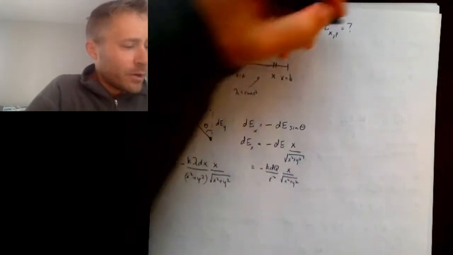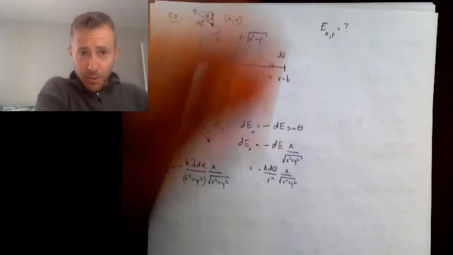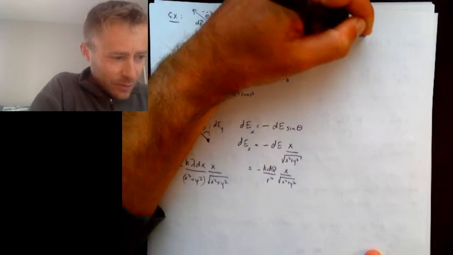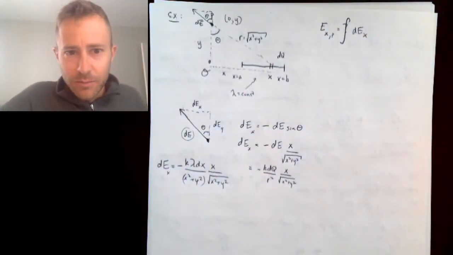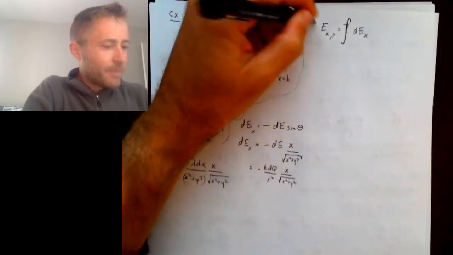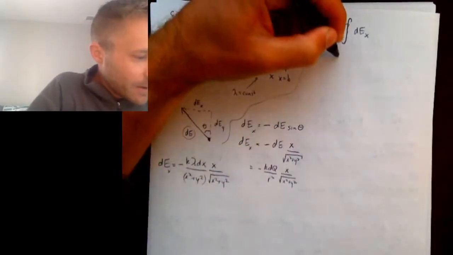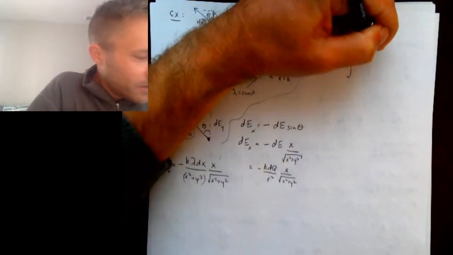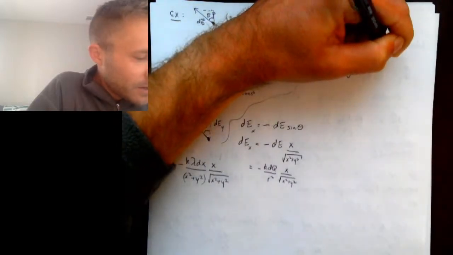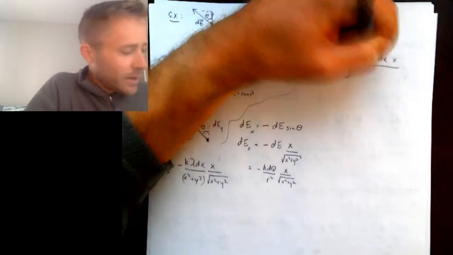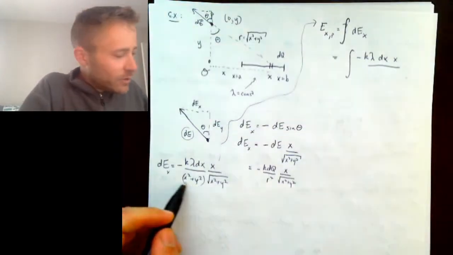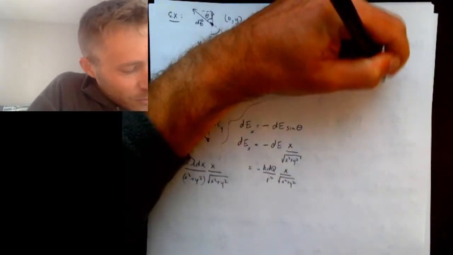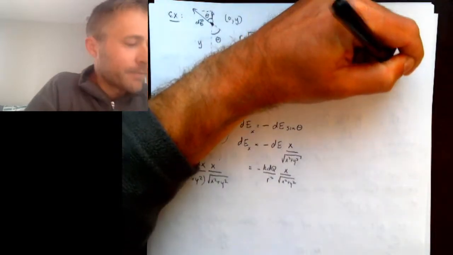So now, if I want to know the x component of the electric field at point P, that's going to be the integral of all the infinitesimal x electric fields. So I'm going to take this and plug it into here. So I have the integral of minus k lambda dx times x. And when I multiply these two together, I get x squared plus y squared to the 3/2.